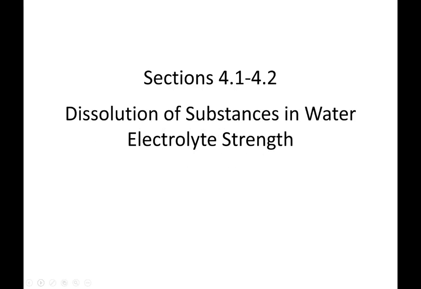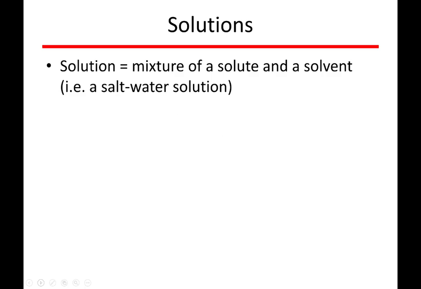We'll begin chapter 4 by talking about the dissolution of substances in water to produce what are called aqueous solutions. And we'll also discuss electrolytes and strength of electrolytes. So we'll begin with a lot of definitions here. First, we'll define what a solution is. A solution is defined as a mixture of two things, one called a solute and one called a solvent.